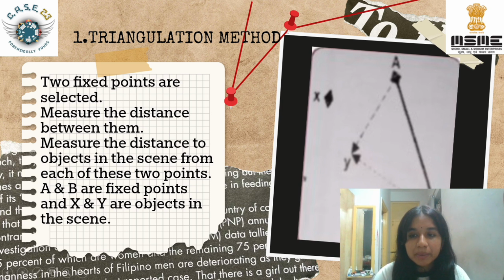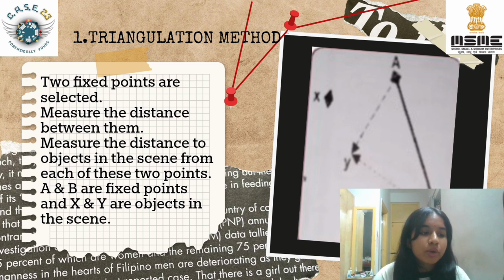So the distance between this is already known. Let's say X and Y are two different evidences in the crime scene, and the distance is measured from point A to the object, point B to the object, and the intersection point of these two lines would determine the location of the evidence.